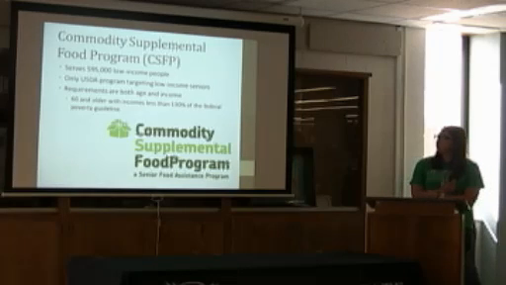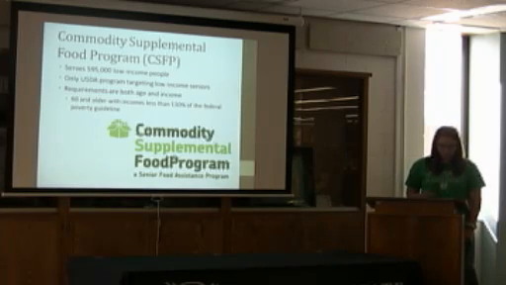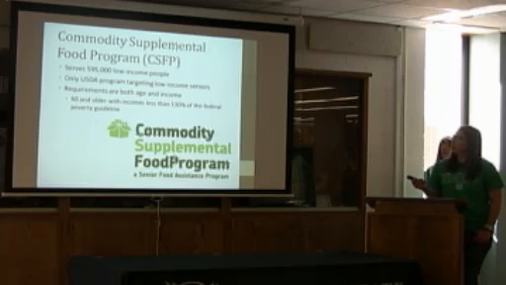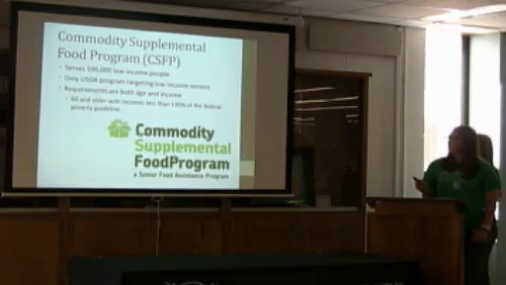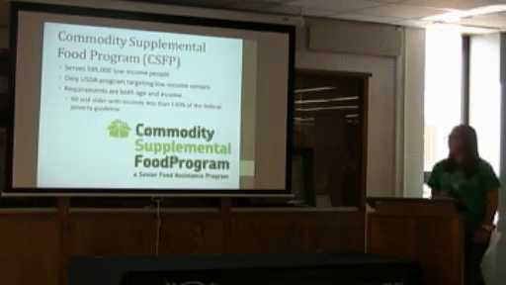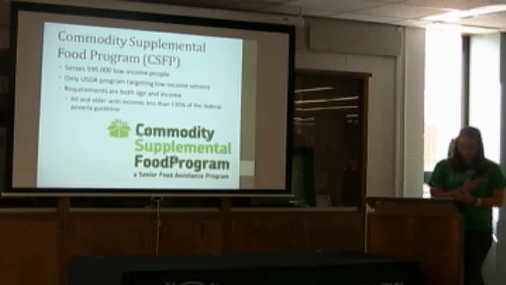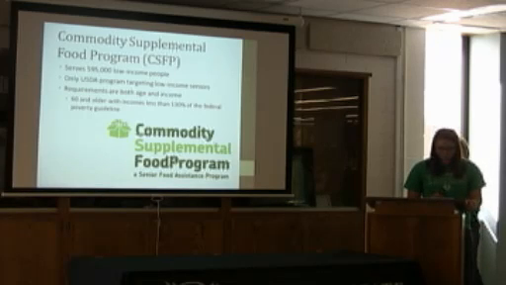The Commodity Supplemental Food Program serves roughly just over 590,000 low-income people every year. And it's the only USDA program targeting low-income seniors. Requirements are both age and income. You have to be 60 and older to qualify for this, with incomes less than 130% of the federal poverty guideline. The guidelines are based on household size. It starts at 100% and goes up to 400%. So the higher the percentage, the more money a household is going to get.